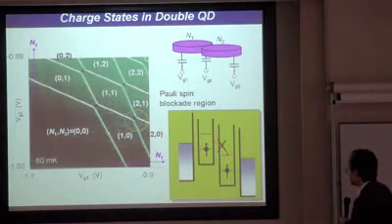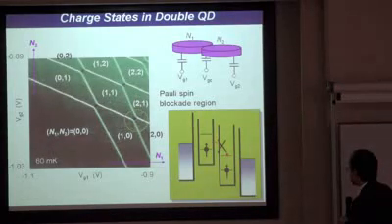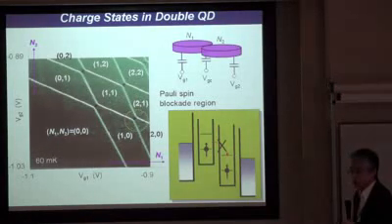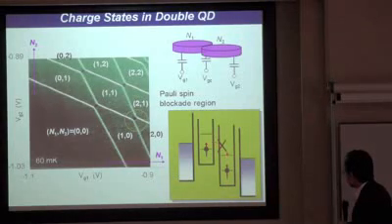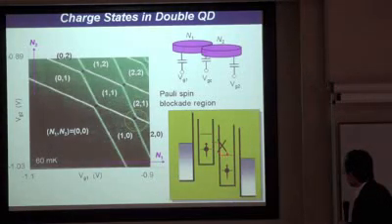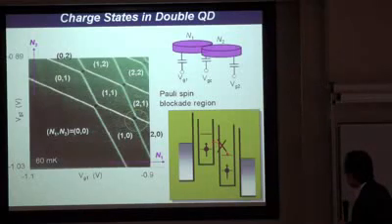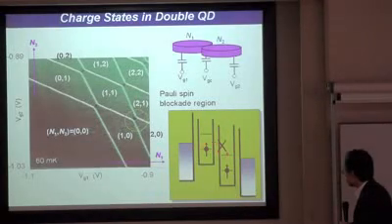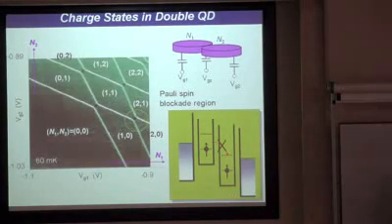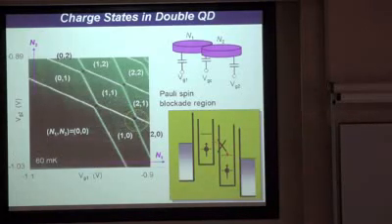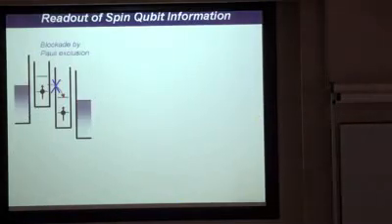Near these 2,0 states, we can expect the so-called effect of Pauli spin blockade. When the spin triplet is formed, having parallel spins in the two quantum dots, the transition of an electron from the left to right is blocked due to Pauli exclusion, even when this transition is energetically allowed. Using this effect, we can derive the spin information.